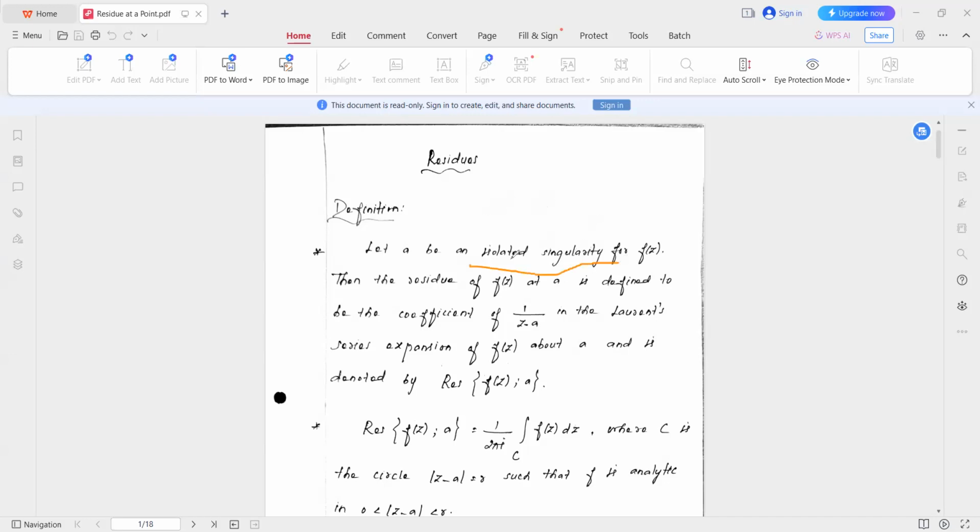Before we learn about isolated singularity, let us see the definition of singularity first. A singular point is the point at which analyticity fails. Wherever the analytic fails, that point is called a singular point. So a point A is said to be a singular point if f of z is not analytic at that point.